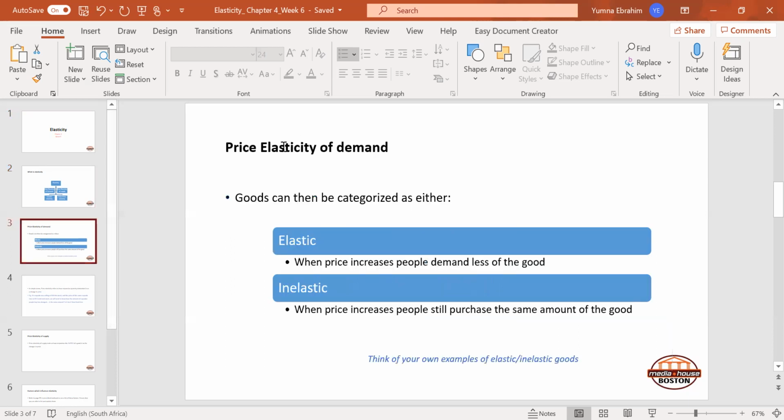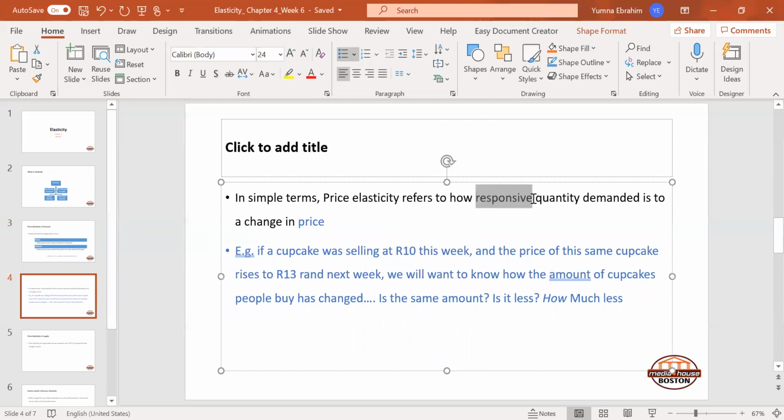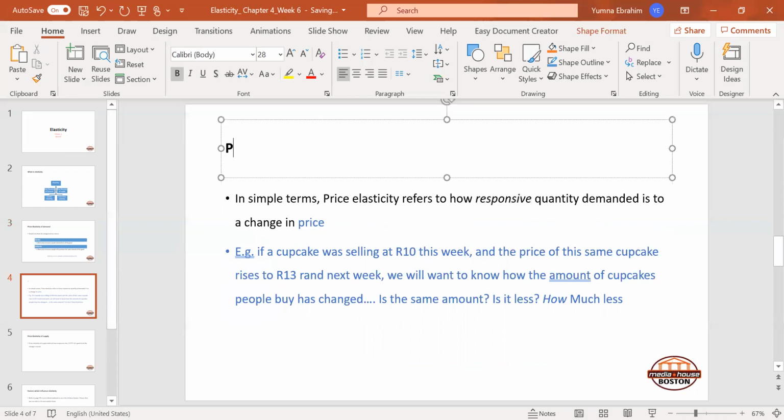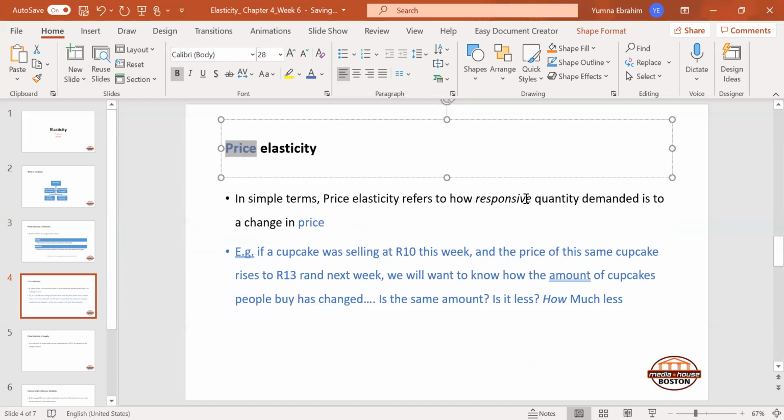So what is the price elasticity of demand? Here we look at the responsiveness, so how responsive quantity demanded, that is the amount people buy, is to a change in price. Let me call this price elasticity, and I'll make that blue. Price elasticity looks at the responsiveness of quantity demanded, or rather how much people buy, to a change in price.